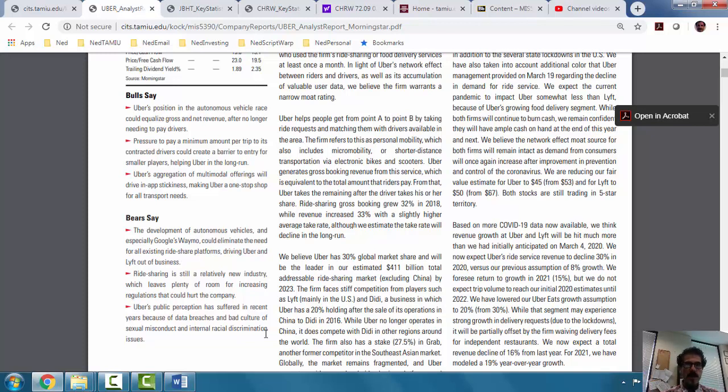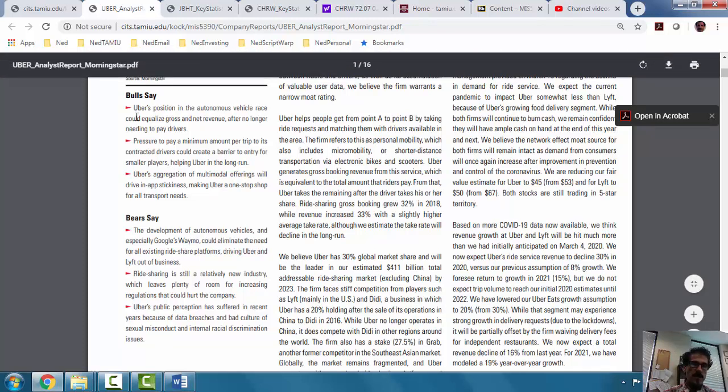So if you read all of these analyst reports, it's like a little book with information about companies that could be interesting for your projects. So in Wall Street parlance, bulls are optimistic, bears are pessimistic.